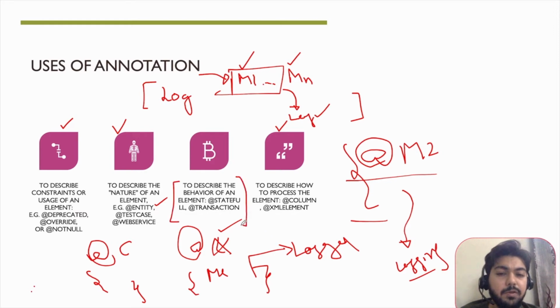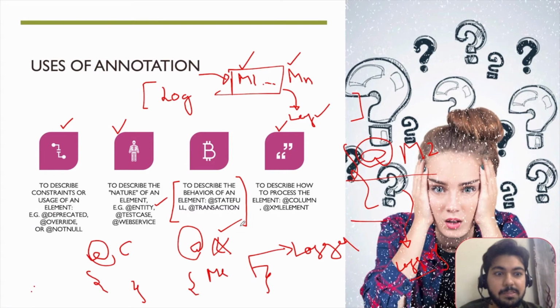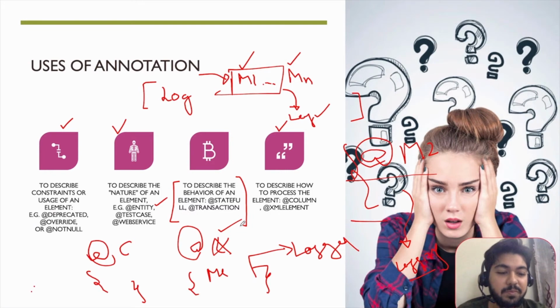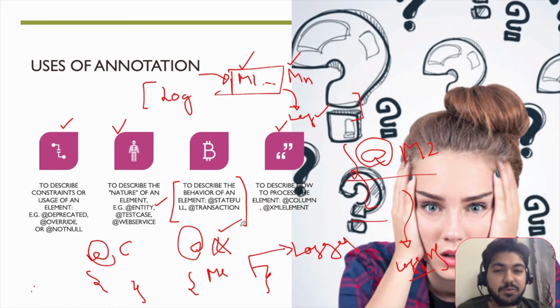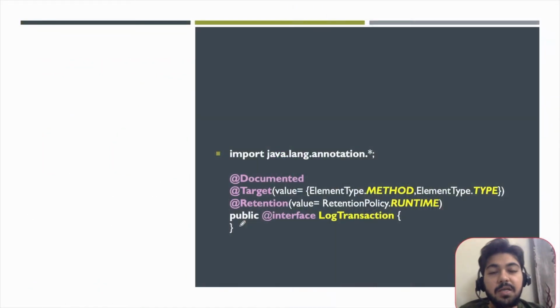It also describes the behavior of the element, for example @Transactional. These are a few uses of annotation, and I don't expect you to know all of them. I know these would be confusing, but we should directly dive into the code. Don't worry. The first problem before me is to create such an annotation which will help me in logging of the methods.